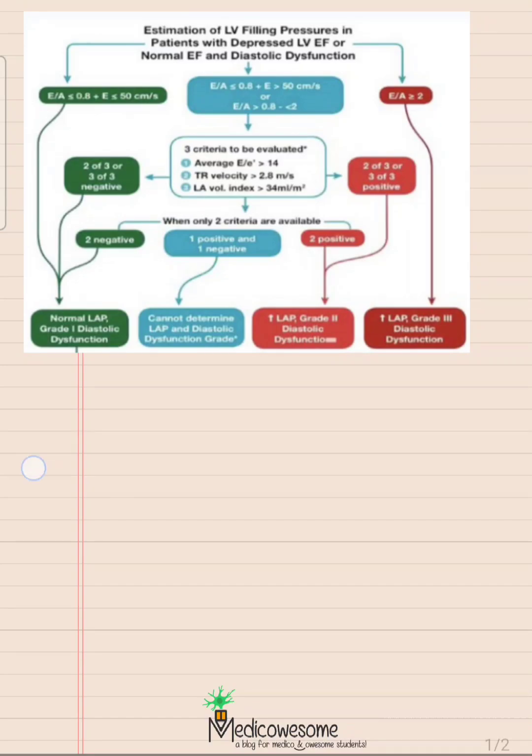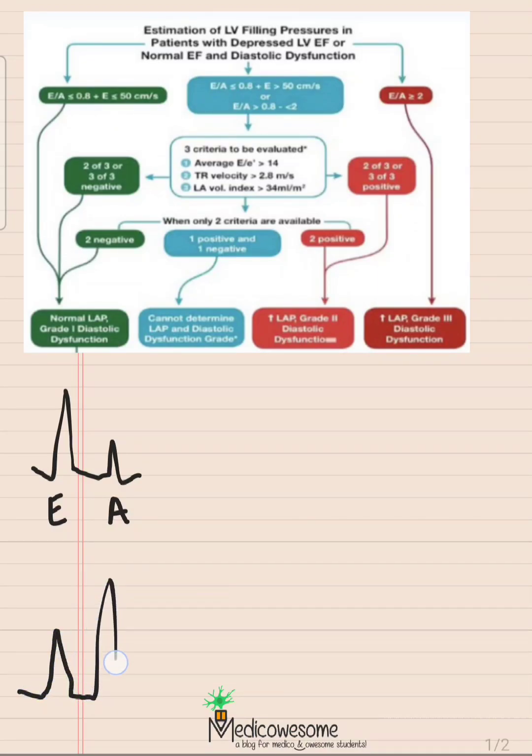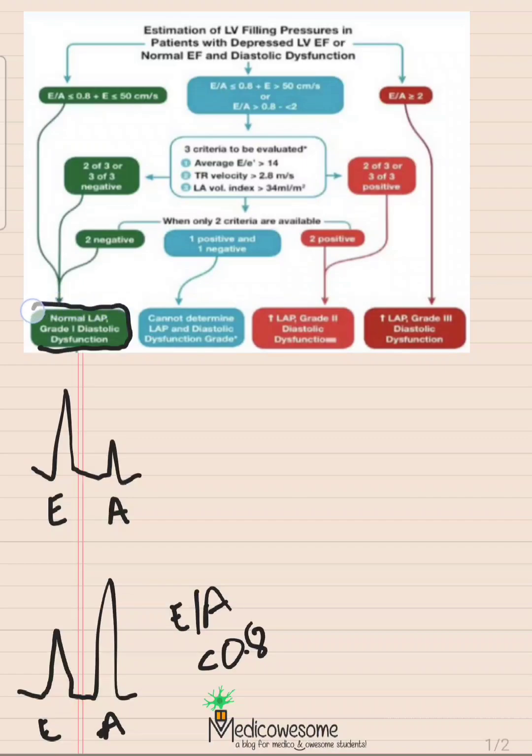Normally you have your E wave, which is the mitral inflow, followed by the atrial contraction. And normally the height of the E wave is more than the height of the A wave. If you have a filling pattern where the A wave height becomes greater than the E wave, that would mean that the E over A ratio would be less than 0.8. Then there is just no question that the patient would have grade 1 diastolic dysfunction with normal LA filling pressures. The E velocity is less than 50 meters per second.